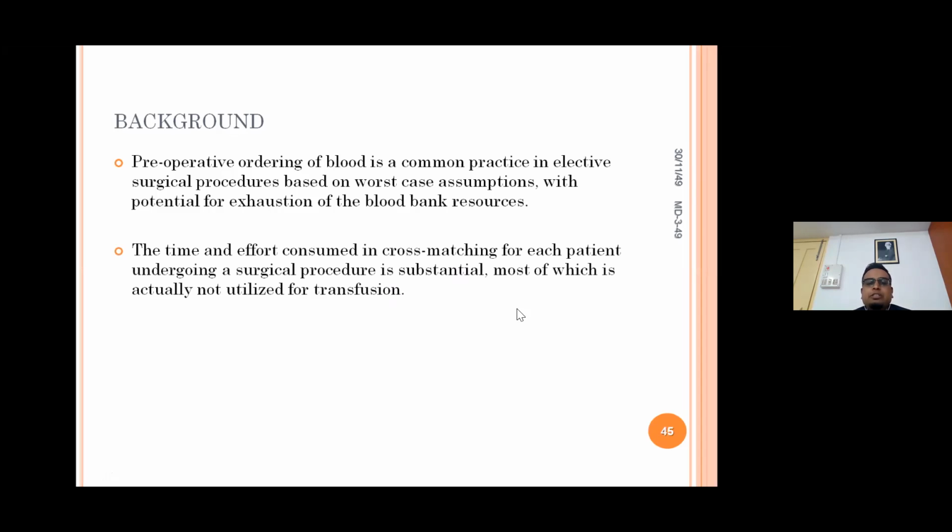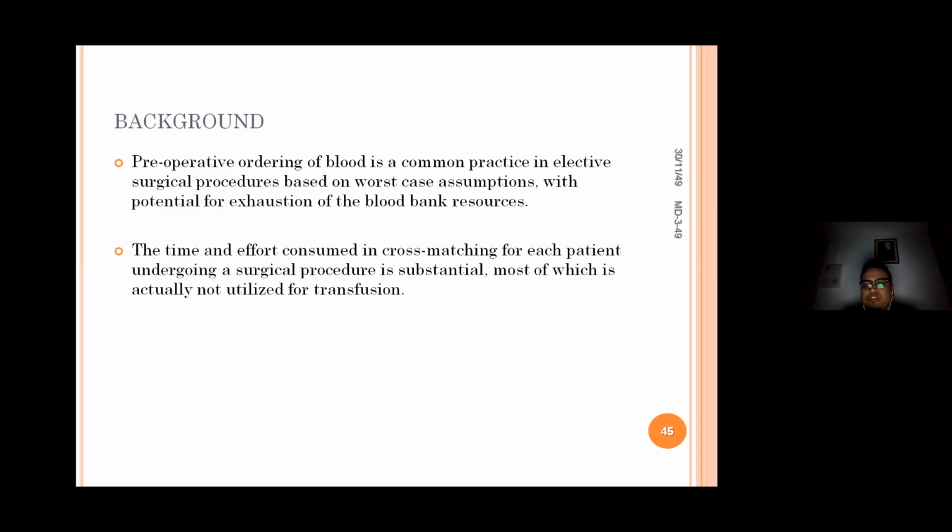So the time and effort consumed in cross-matching for each patient undergoing a surgical procedure is substantial, most of which is actually not utilized. When the clinicians order, they order cross-matching of, for example, 4 units of blood for a particular surgery. The blood bank takes those blood units from the blood refrigerator, does the cross match and keeps them in reserve for the patient. So those blood units are kept in reserve.